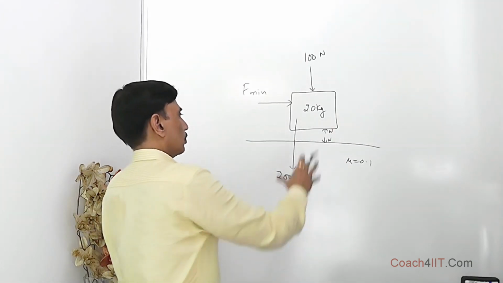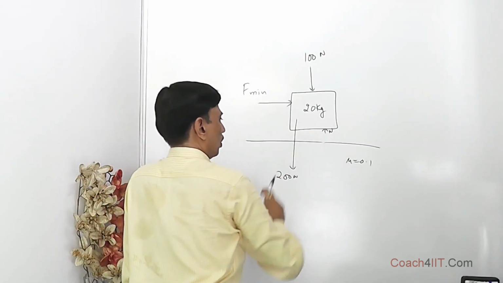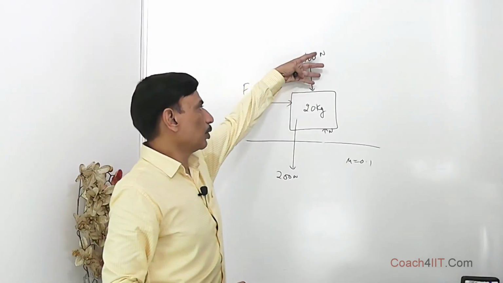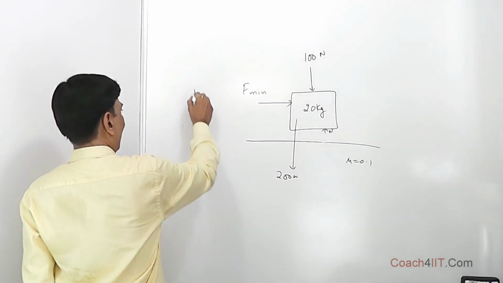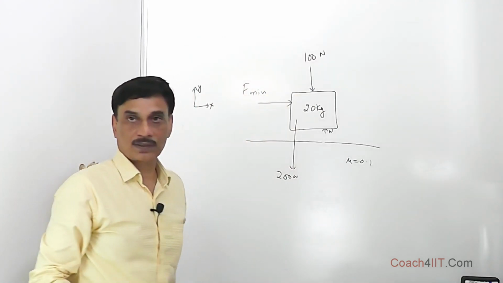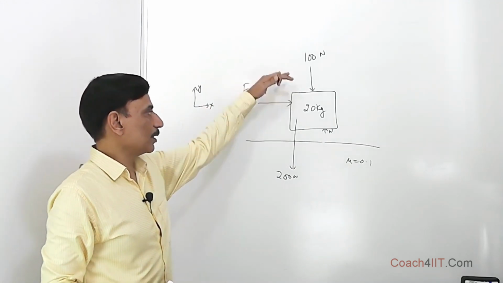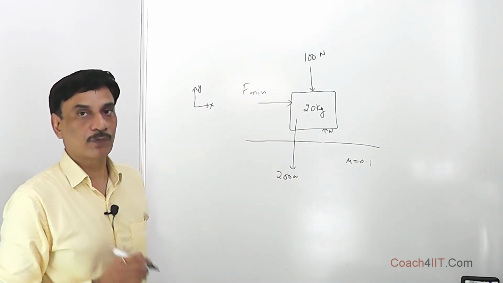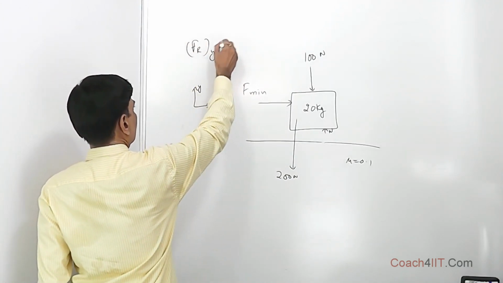Let's focus on the forces which are associated with this 20 kg block. Earlier this 100 Newton was not there, now someone is pushing with the 100 Newton force. But still, as a result, the block is not going to get embedded into the surface. It will still be there on the surface itself. That is, there is no acceleration on the y-axis. It means the resultant force along the y-axis is equal to 0.